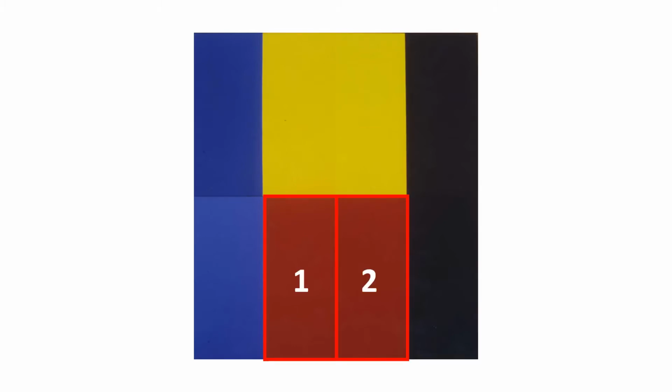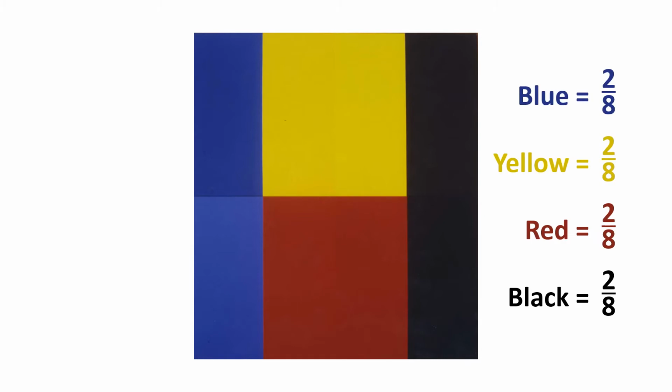Even though the colored blocks appear to be different shapes and sizes, they are all based on fractions that look like this. The number 8 tells us how many equal parts there are in our painting. This is the denominator, which is always on the bottom of a fraction. The number 2 tells us how many parts there are in each color. This is the numerator, which is always on top.